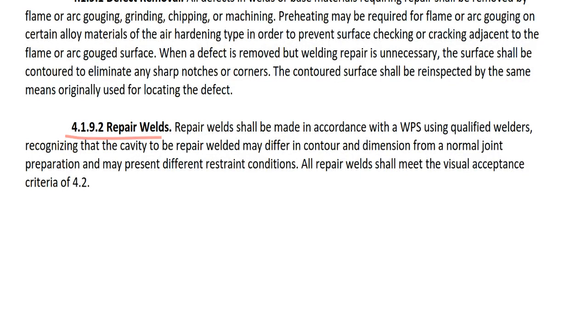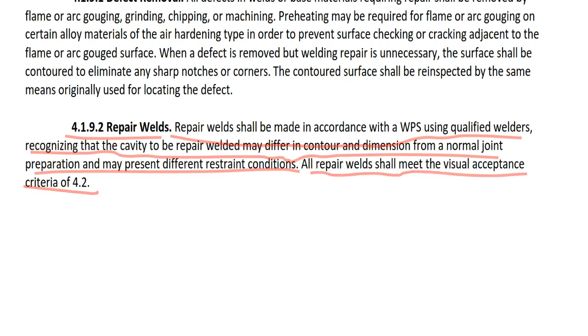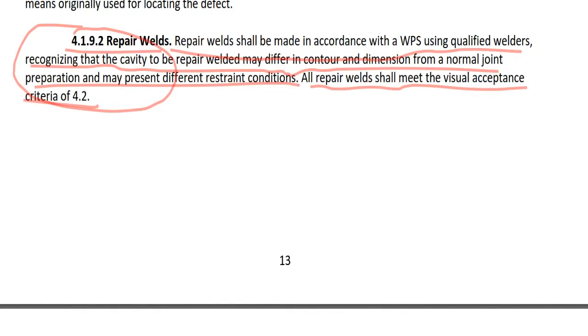4.1.9.2 Repair welds. Repair welds shall be made in accordance with the WPS using qualified welders, recognizing that the cavity to be repair welded may differ in contour and dimension from a normal joint preparation and may present different restraint conditions. All repair welds shall meet the visual acceptance criteria of 4.2. Okay, this is just repair welding, not in the actual questions.